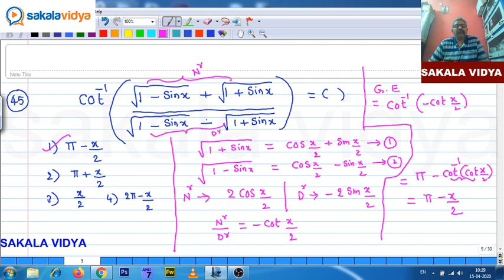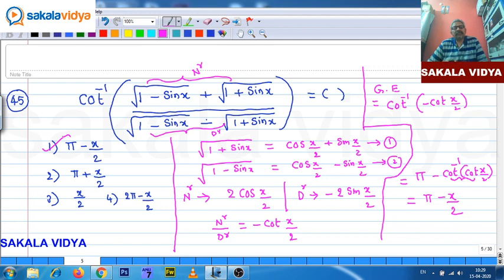So here, root of 1 plus sin x is equal to cos of x by 2 plus sin of x by 2. In multiple and submultiple angles we have discussed this. Next, root of 1 minus sin x is equal to cos x by 2 minus sin x by 2. Numerator means adding 1 and 2, so you get 2 cos of x by 2, because the sin x by 2 cancels. Denominator is root of 1 minus sin x minus root of 1 plus sin x, that is cos x by 2 minus sin x by 2 minus cos x by 2 minus sin x by 2.